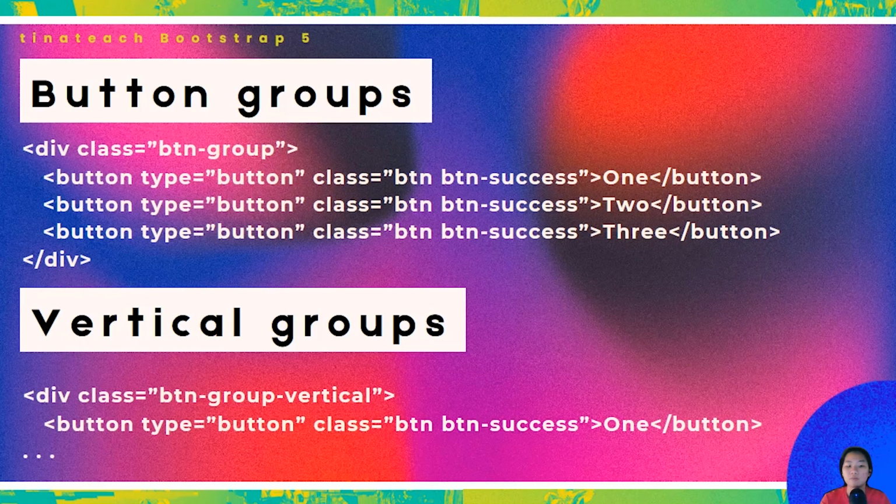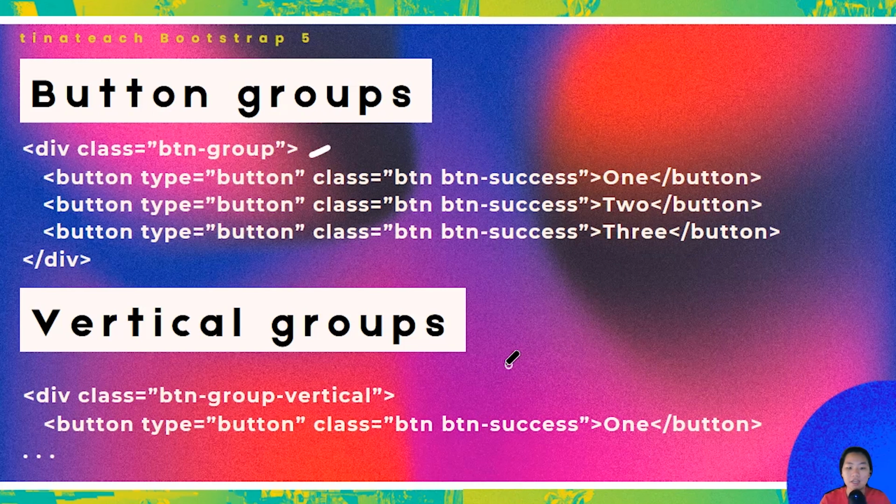So first off, button groups, which is just a group of buttons. I have the container div class button-group style HTML. So this is a group of buttons, so style them accordingly. Button type button, class btn, and then the color, btn-success 1, 2, 3, same thing.